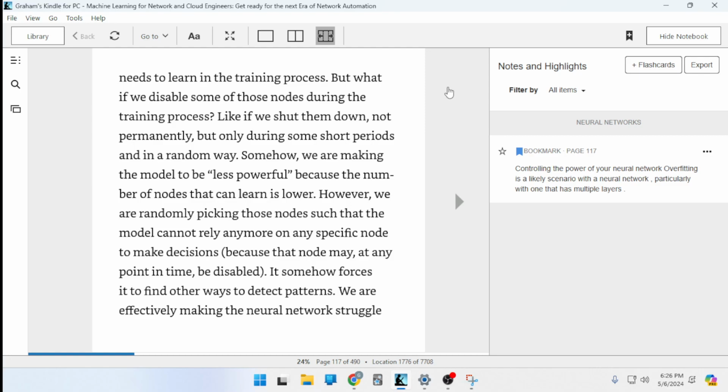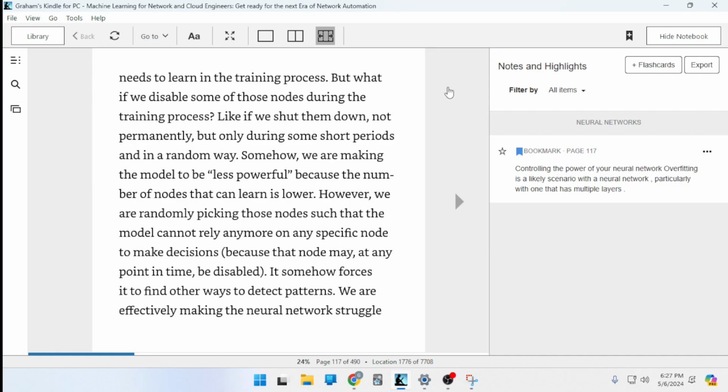But what if we disable some of those nodes during the training process? Like if we shut them down, not permanently, but only during some short periods and in a random way. Somehow we are making the model less powerful because the number of nodes that can learn is lower.